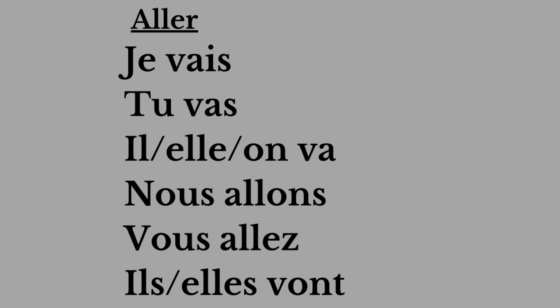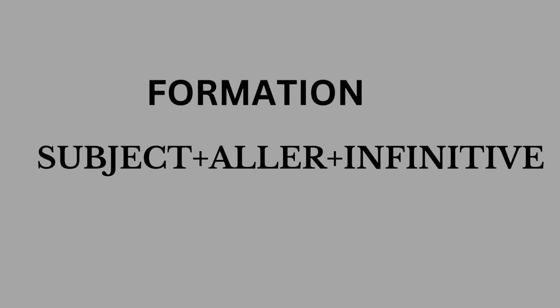Okay, so now I am going to explain to you how we make or conjugate sentences in futur proche. It's very easy, I assure you. So here it is. We take the subject, conjugate it with aller in present tense, and then whatever action you are going to do in future, you will put that verb in its infinitive form. That means in its root form.